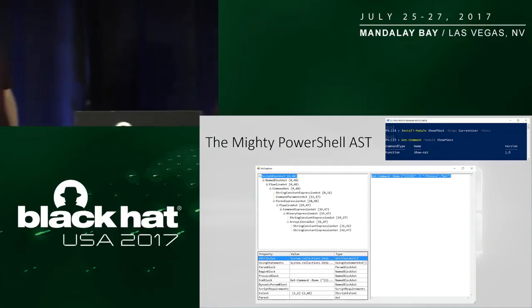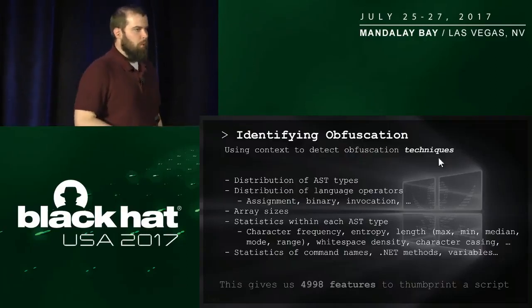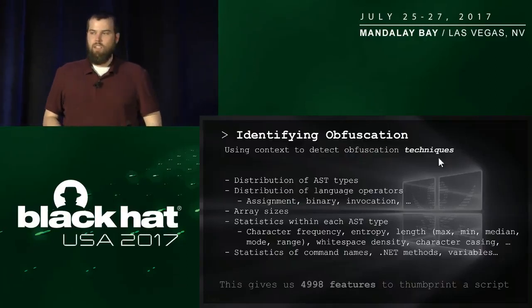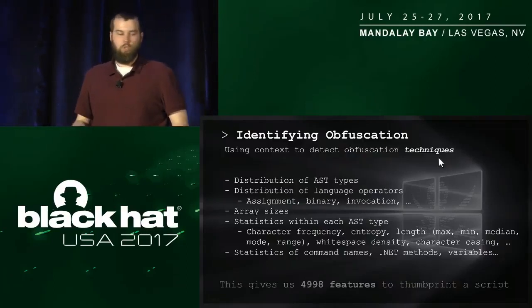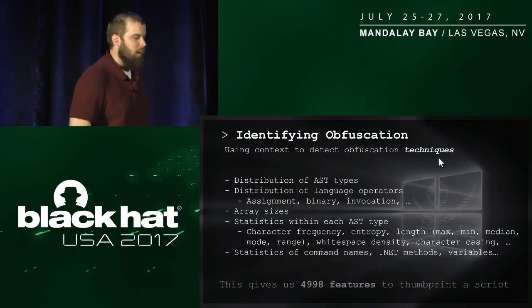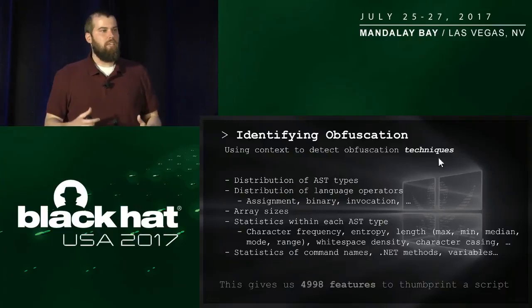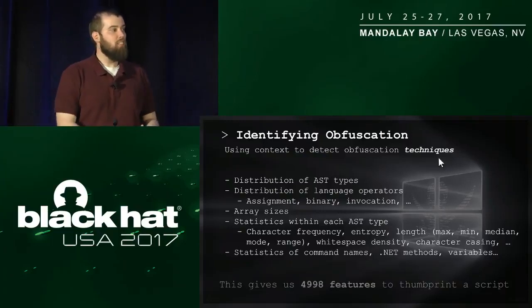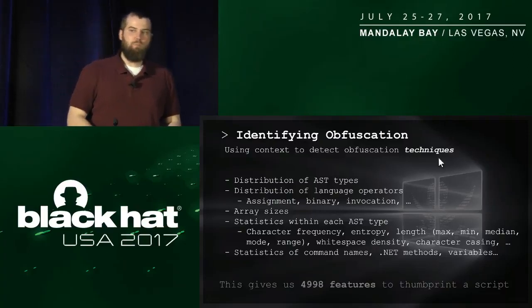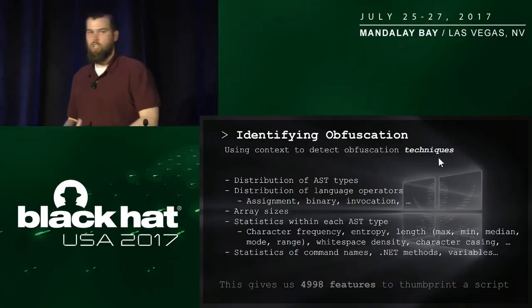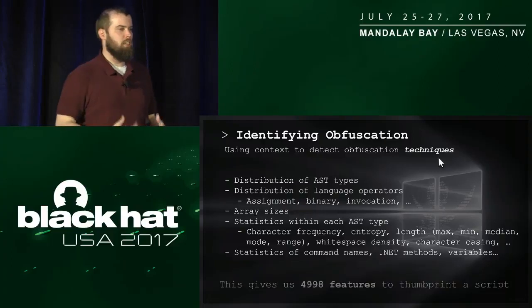Exactly. And so now, what we did with this is we said, okay, instead of just looking at character frequency for the whole script, how many features can we possibly get? So we started with AST types. So basically, in this entire script, how many commands do we have? How many parentheses? How many operators? How many members? How many strings? All this stuff, just getting counts and percentages of the entire script.